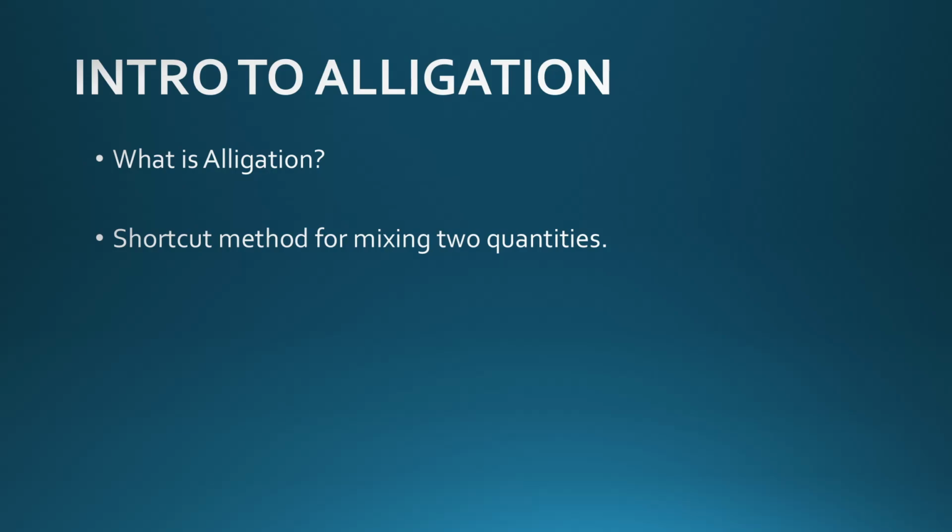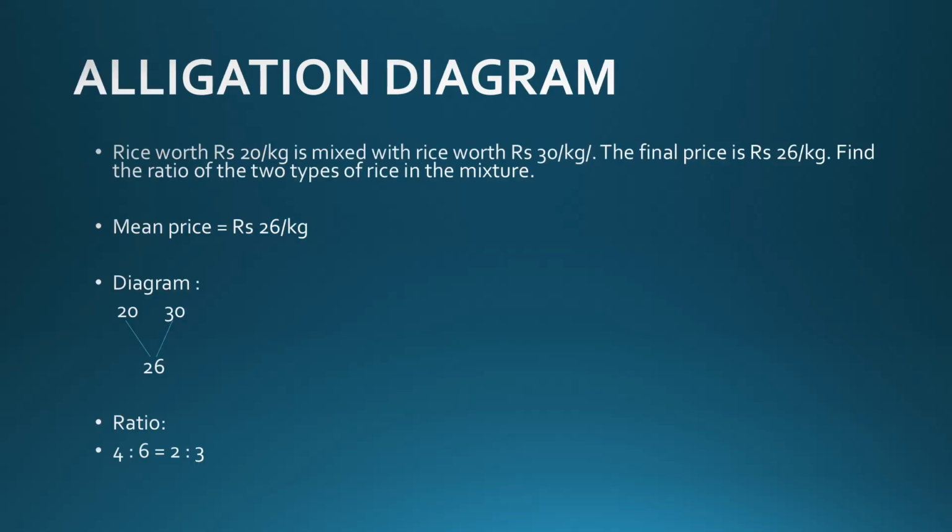Now we come to the most important concept, alligation. Alligation is a shortcut method used to find mixing ratios quickly without lengthy calculation. Now rice worth rupees 20 per kg is mixed with rice worth rupees 30 per kg. Find the ratio of the two types of rice in the mixture if the mean price is 26 rupees per kg. So here we use a diagonal subtraction.